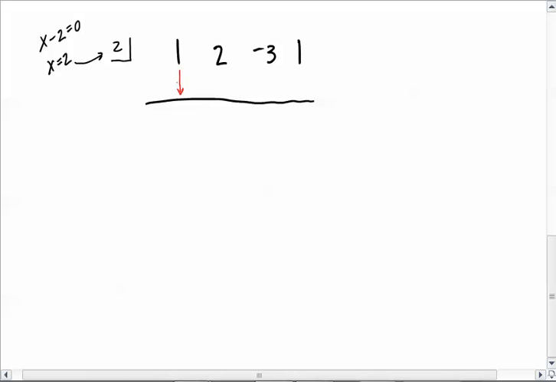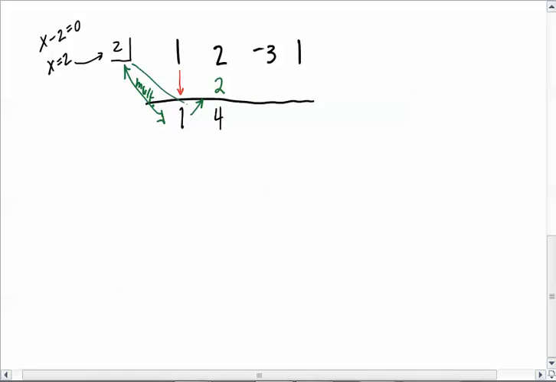So we're going to first bring the 1 down. That's always the first step. Then we're going to multiply these two together, and we're going to place the answer right there on that line. So 1 times 2 is 2. We'll put it right here. Then we're just going to add the column. 2 and 2, 4.